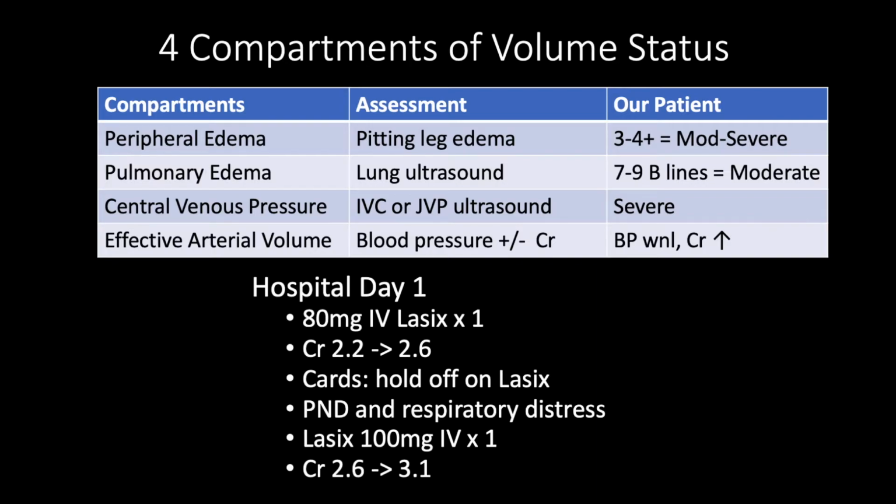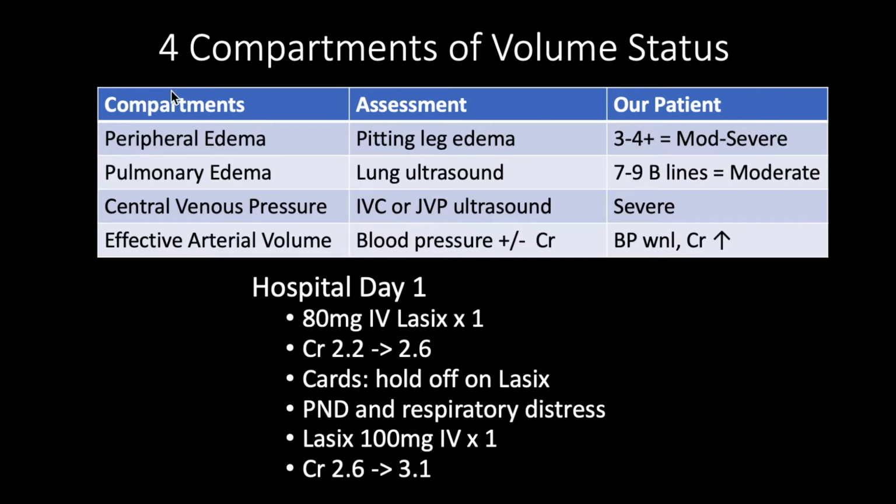And this is where thinking about volume status in these different compartments can help us sort through this complex case. He's got an infiltrate in his lungs, but his creatinine's rising. He's in respiratory distress with marked leg edema, which points towards CHF, but is this Lasix causing reduced effective arterial volume and killing his kidneys?